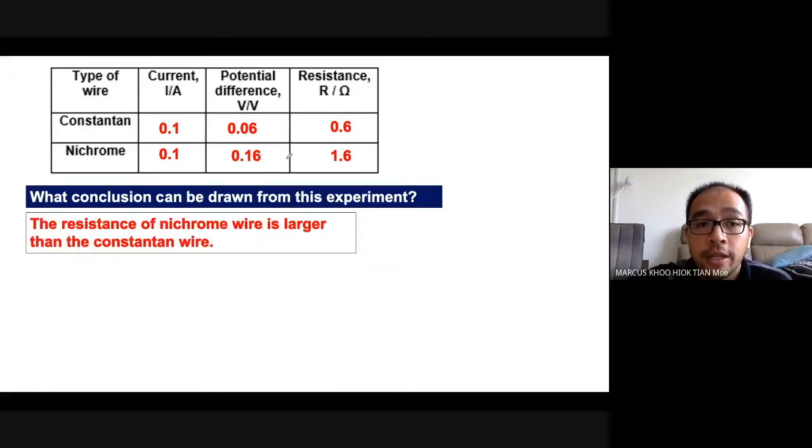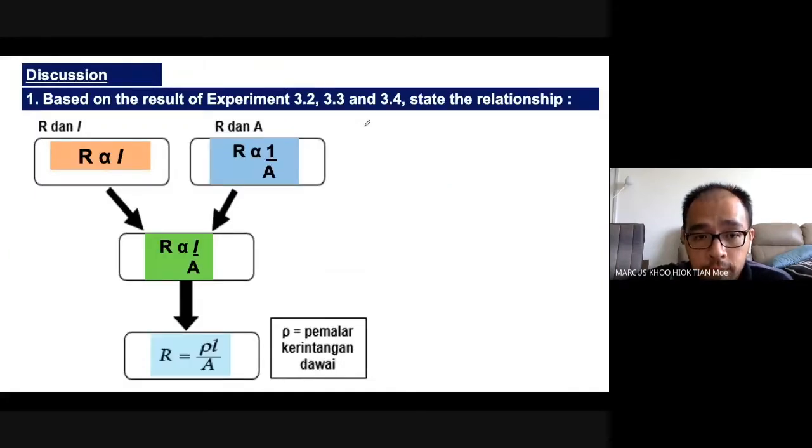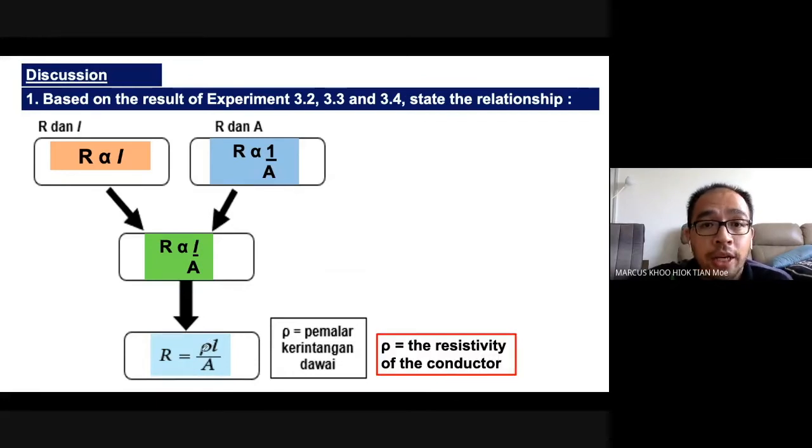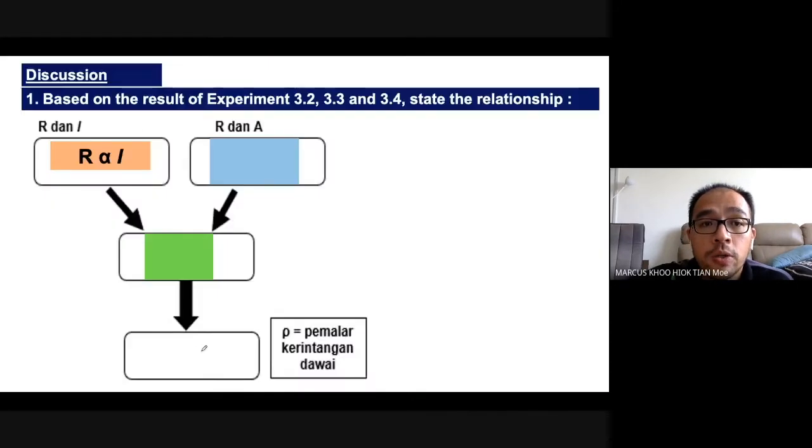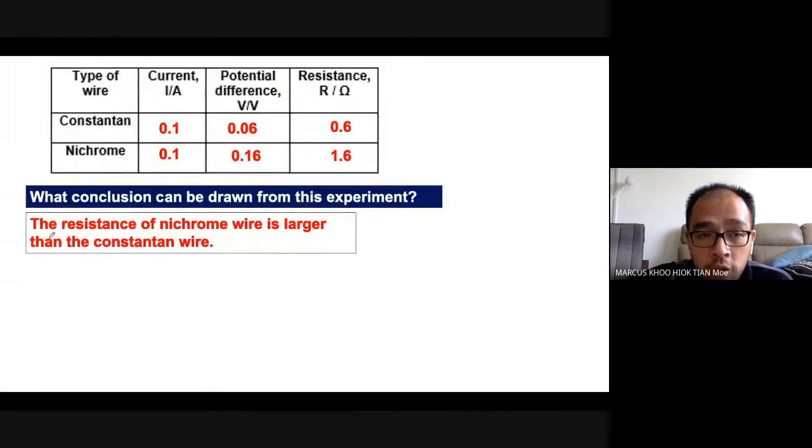Okay, but we find that the resistivity is different. The resistance of nichrome wire is larger than the resistance of constantan wire. Okay, and so we find that there is this idea of this relationship between resistance and resistivity. Every single wire has different resistivity. It has its own resistivity. So because the resistance of nichrome wire is bigger than constantan wire, we say that nichrome has a higher resistivity. Its resistivity is larger compared to constantan.